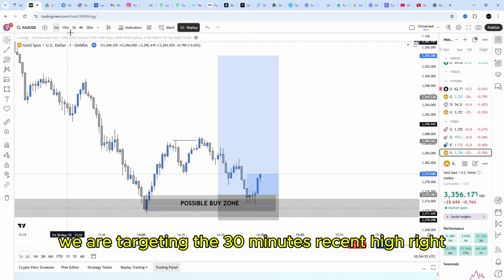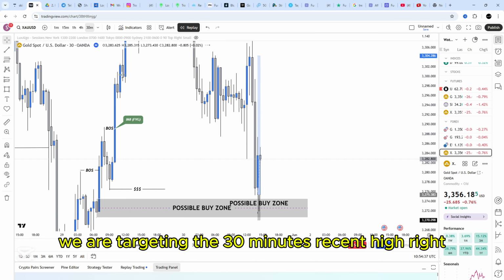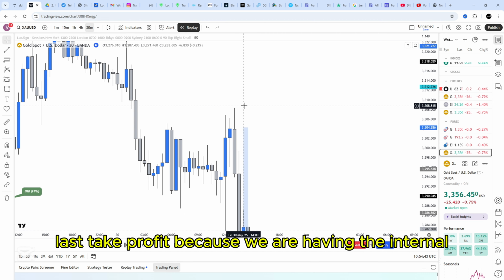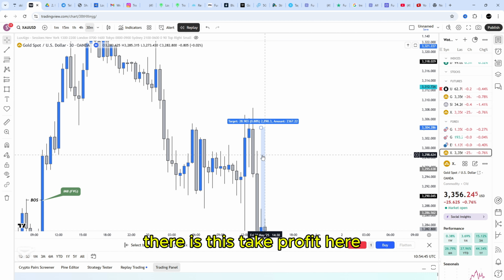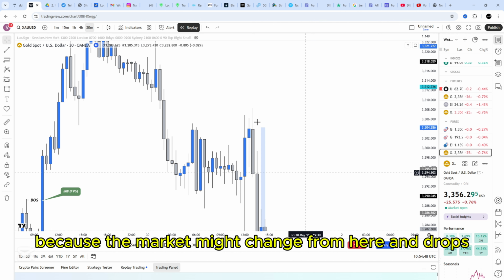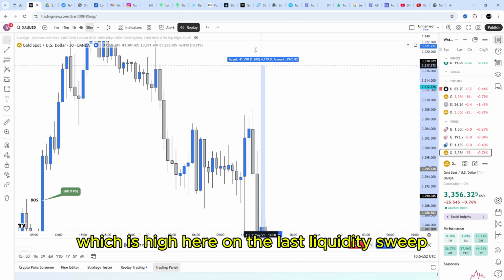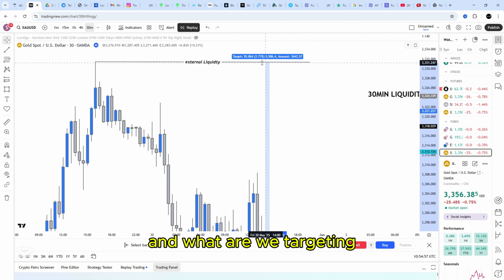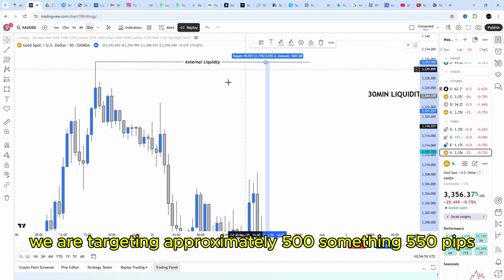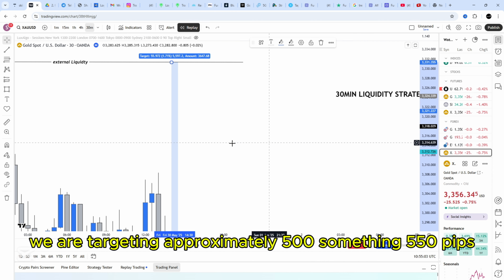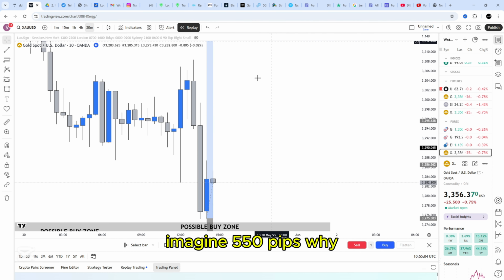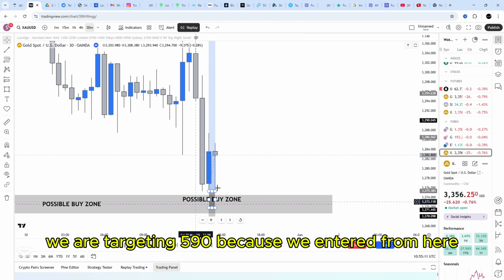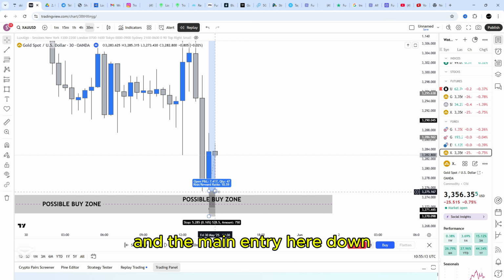So what are we targeting? We are targeting the 30 minutes recent high as our last take profit. There is also an internal take profit here, because the market might change from here and drop. And there is the last TP, which is the high here on the last liquidity sweep. We are targeting approximately 550 pips. Imagine 550 pips. Why? Because we have just started from here. But for us, we are targeting 590 because we entered from the main entry down here.